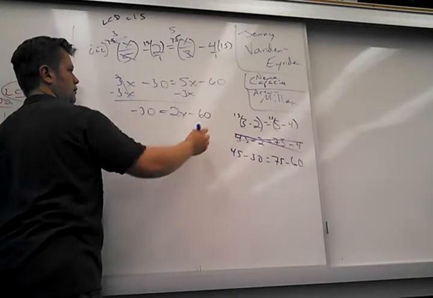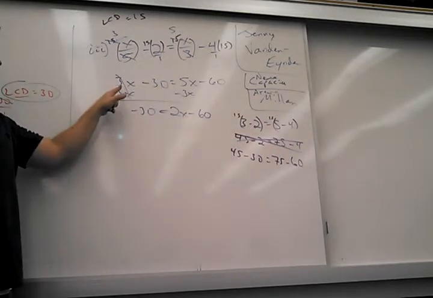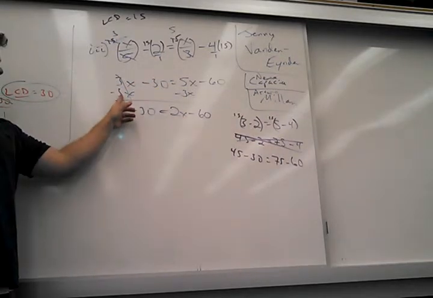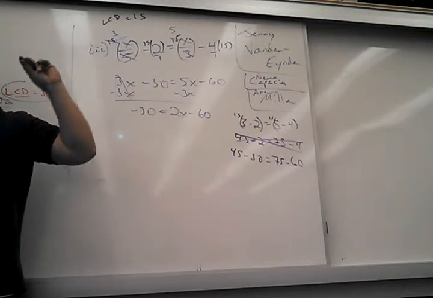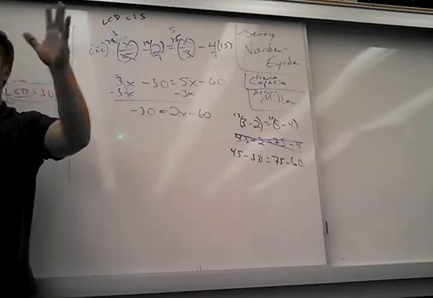Wait a minute. You said stay away from the negative. Exactly. If I would have subtracted 5x, I would have gotten a negative 2x. But if I subtract 3x, I end up with a positive 2x. I stayed away from the negatives. The other numbers I've got no control over. They're negative. What can I do about it?